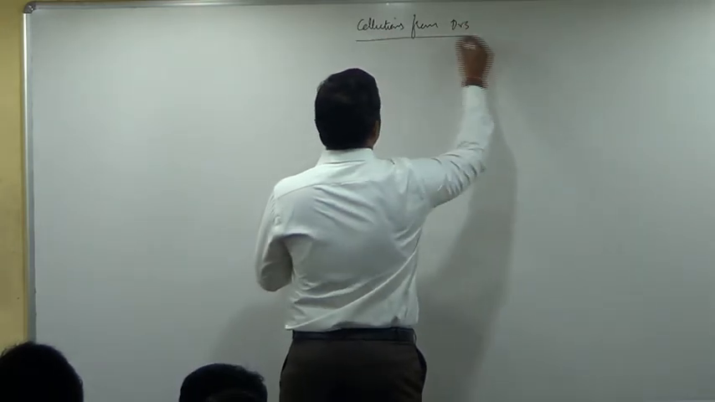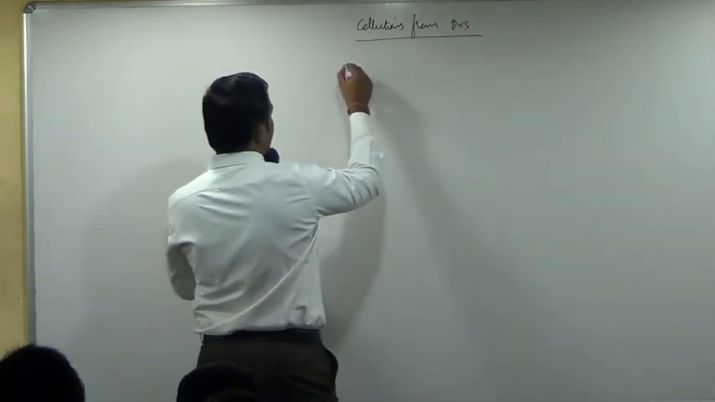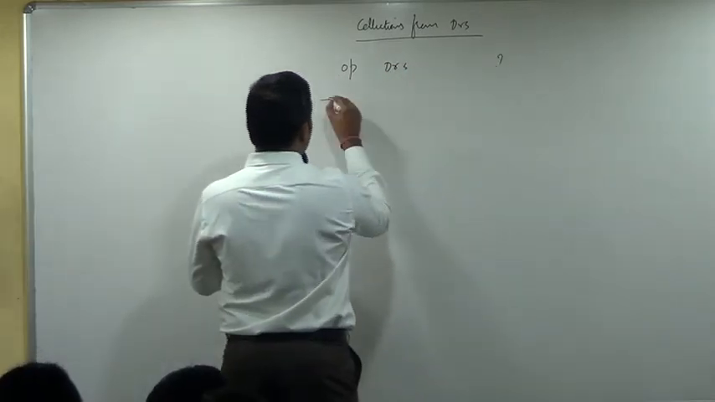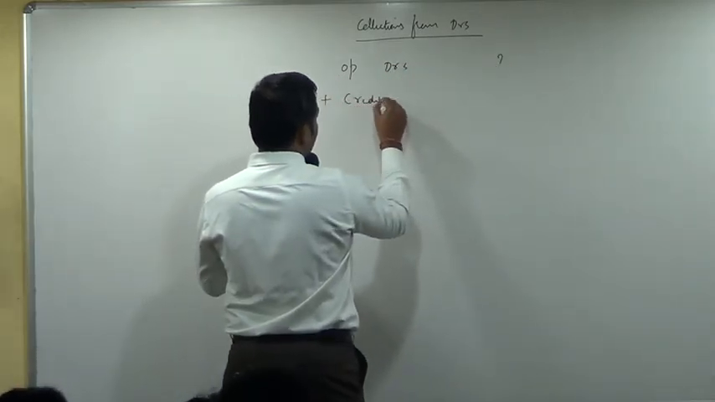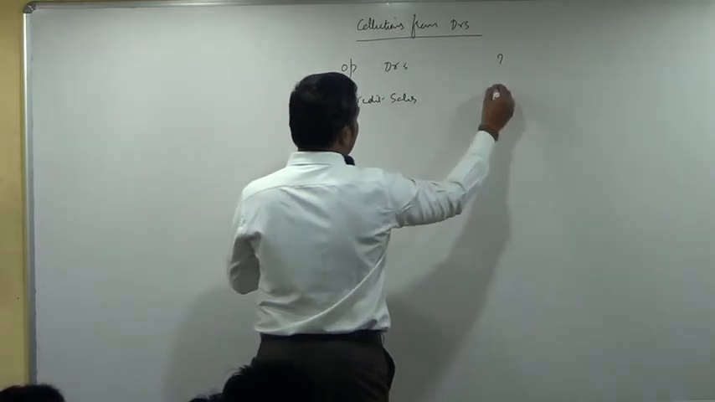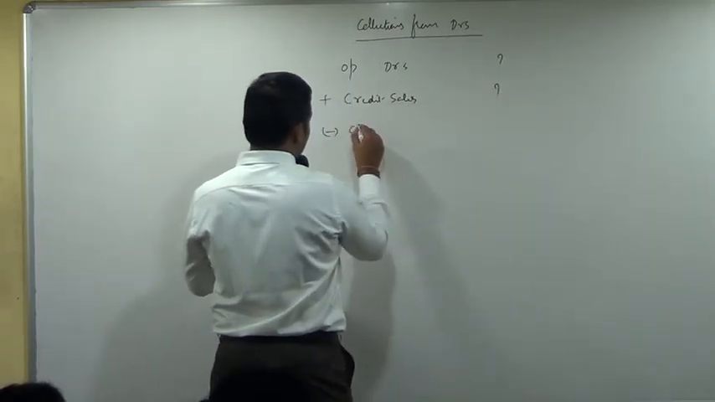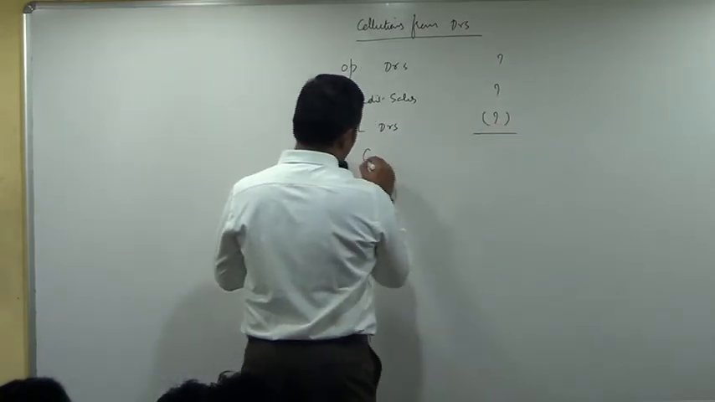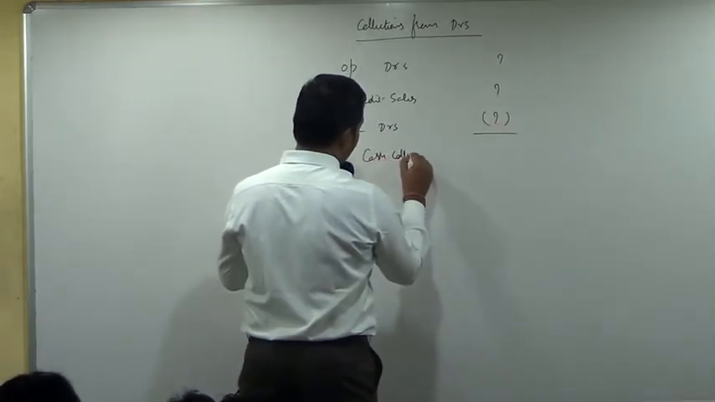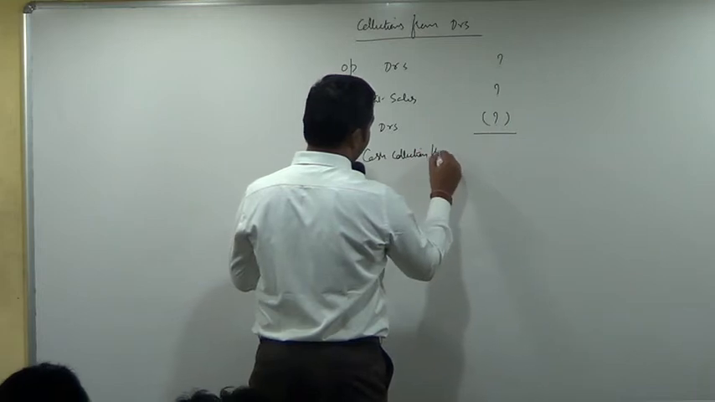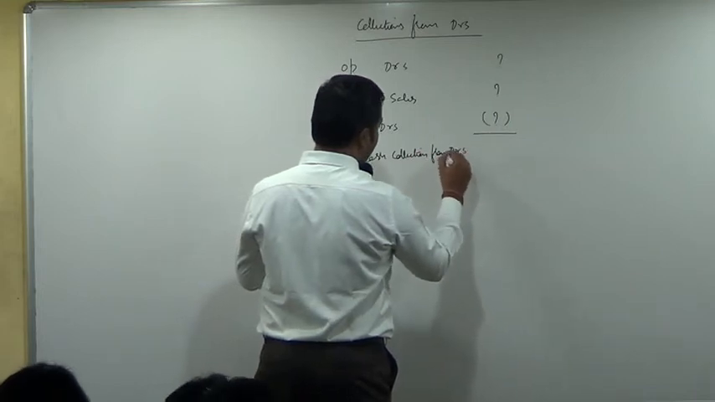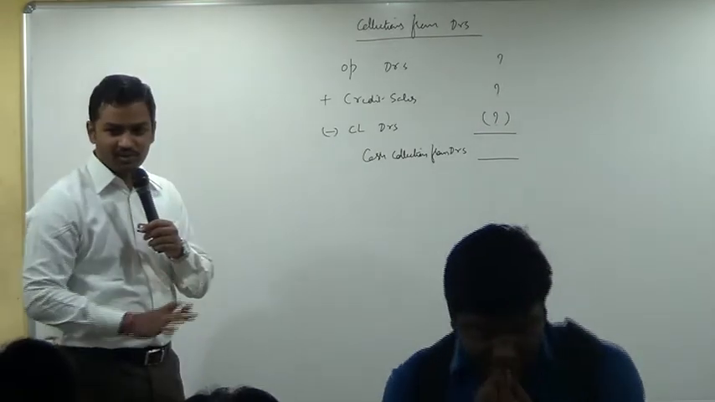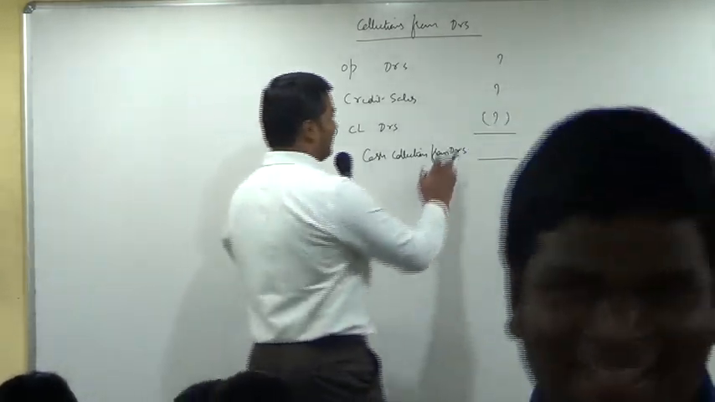I'll write a simple statement, you tell me whether you agree with me or not. Opening debtors, add credit sales, minus closing debtors is equal to cash collection from debtors. Do you all agree with this? Just substitute the numbers then. If you agree, substitute the numbers. If you don't agree, we'll fight.